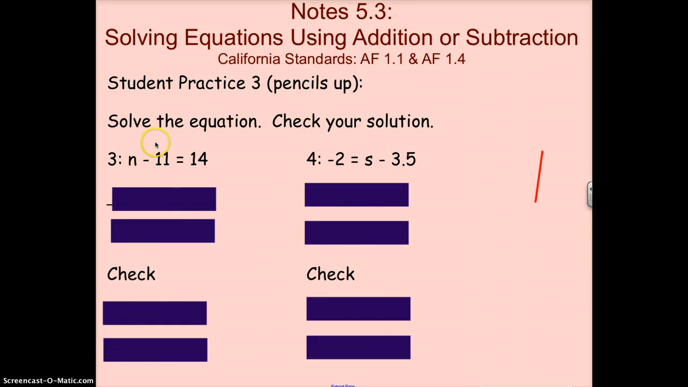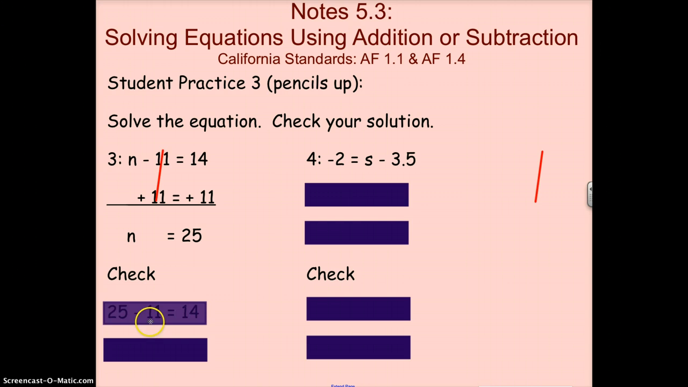Okay, let's take a look. We have this subtracting 11 over here. So I'm going to undo it by adding 11 to both sides. I bring down my n, because of course my 11s cancel out. And 14 plus 11 is 25.